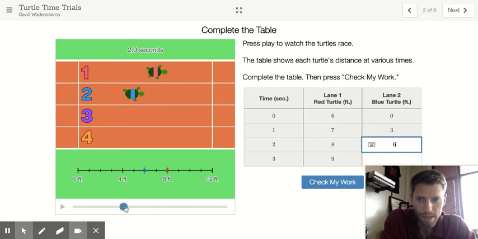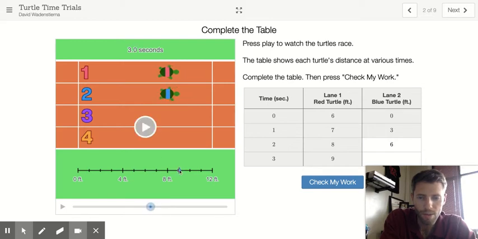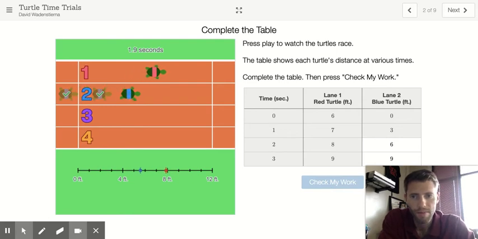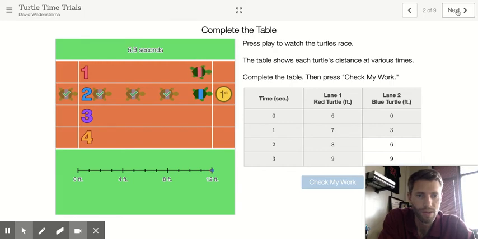At time 3, if you go to time 3, drag the dot a little bit more. Oh, there's time 3. Right there. Oh, look at that. At this point, they're at exactly the same. They're both at 9. So the turtle in lane 2 and lane 3 are both at 9. So that's how you would do that. You click check work, and it'll tell you if you are correct or not. Okay? I was correct. You will be too.